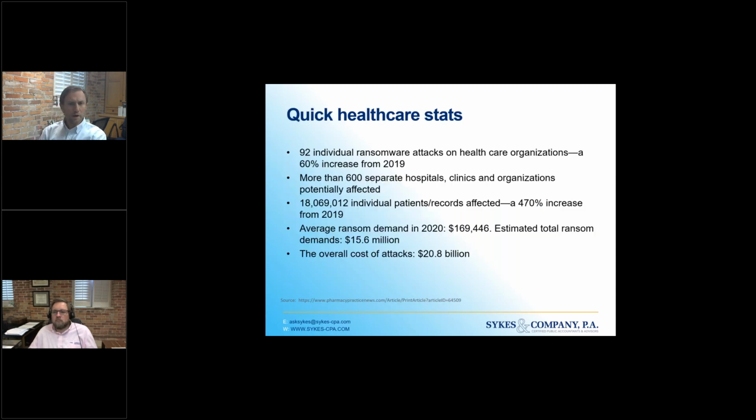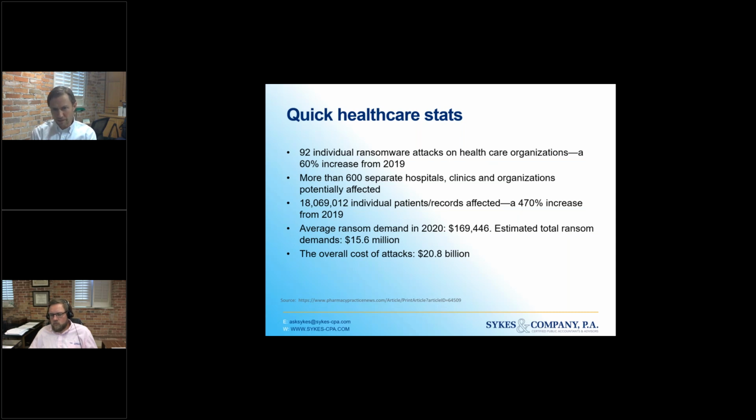A couple healthcare stats that I pulled up here. This is from pharmacypracticenews.com. 92 individual ransomware attacks on healthcare organizations, a 60% increase from 2019. More than 600 separate hospitals, clinics, and organizations potentially affected. 18 million individual patient records affected, a 470% increase from 2019.